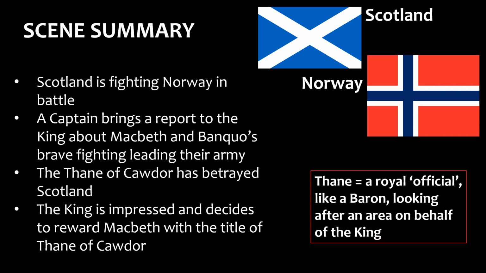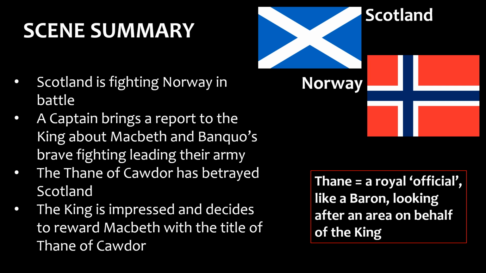So in summary, what is this scene all about? Well, you have Scotland fighting Norway in battle, is the first thing you need to know there. You've got the Scottish flag and the Norwegian flag that I've put on your screens. So this is setting up a massive fight that's going on, and there's a captain who brings a report to the king about Macbeth and Banquo's brave fighting, leading their army. This is our first mention of Macbeth and Banquo, and also our first meeting of the king. It's worth pointing out that the people on stage here, which I'll show you in a second, don't actually involve Macbeth and Banquo. But we also find out that the Thane of Cawdor has betrayed Scotland.